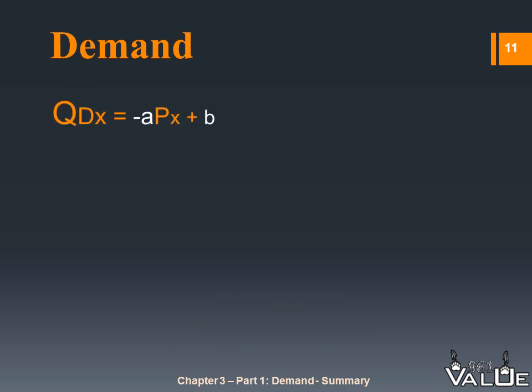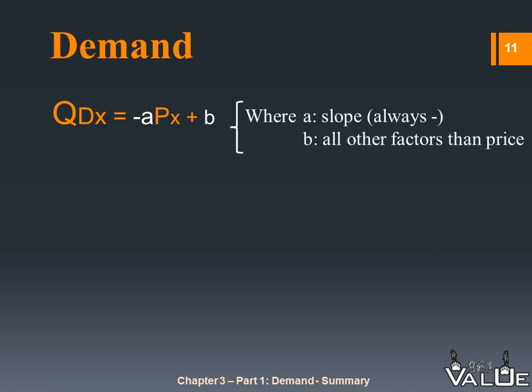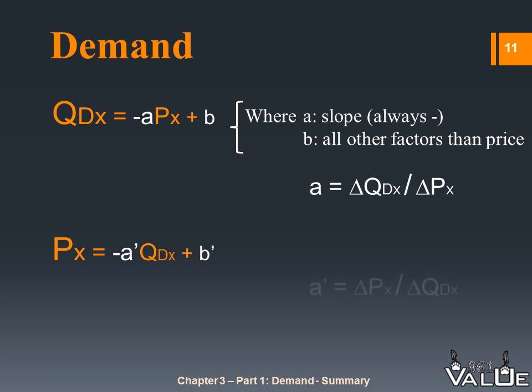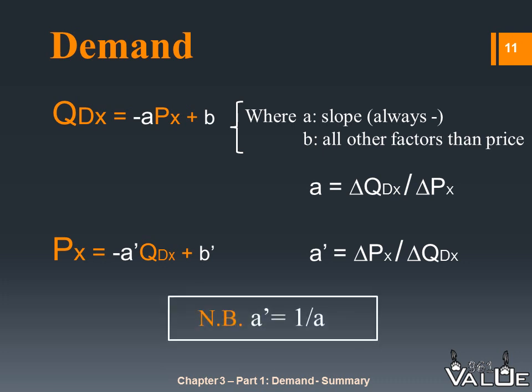QDX equals minus A PX plus B, where A is the slope, always negative, and B represents all other factors than price. The slope A is equal to the variation in QDX over the variation in PX. PX is equal to minus A prime QDX plus B prime. The slope A prime is equal to the variation in PX over the variation in QDX. Note that A prime is equal to 1 over A.